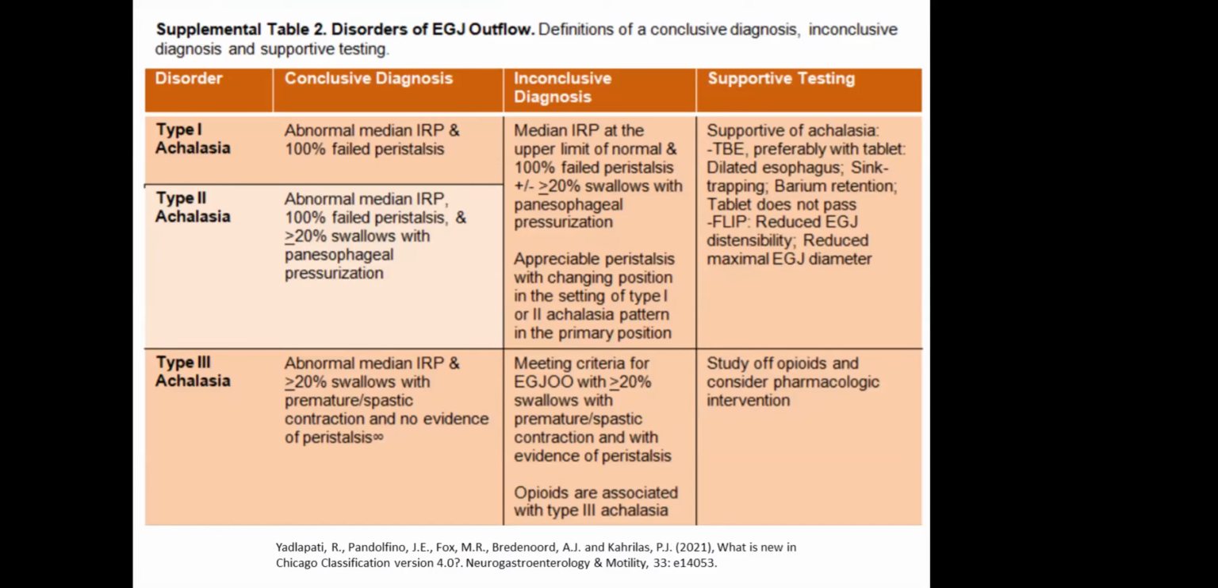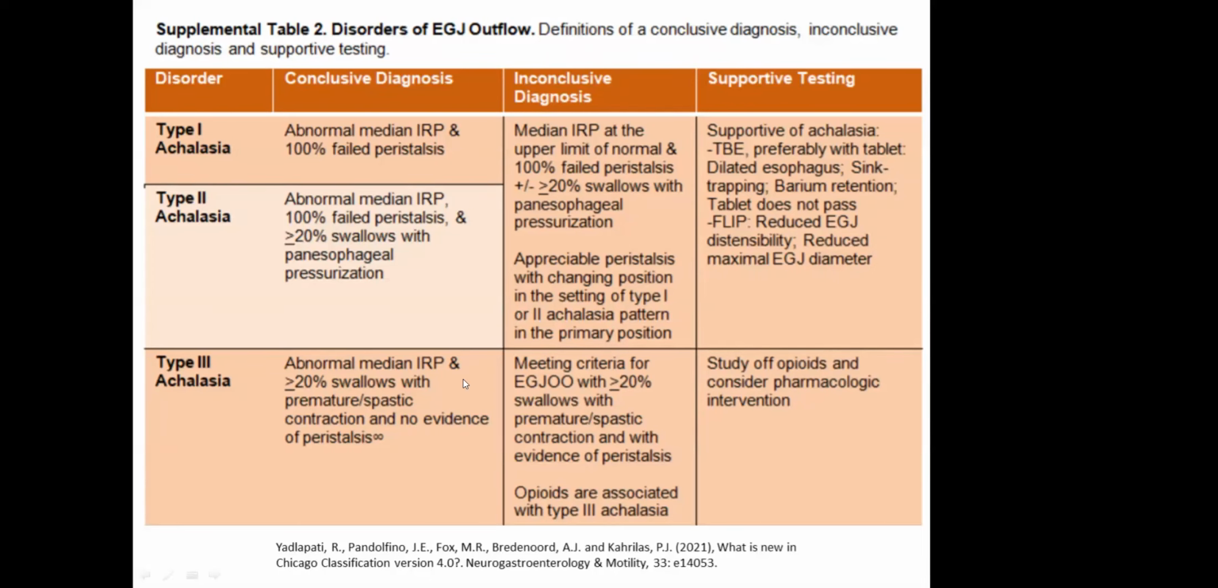For achalasia, conclusive means what is defined according to Chicago 4. So abnormal IRP with 100% failed peristalsis, and that's for type 1. For type 2, it's esophageal pressurization. And for type 3, you get premature or spastic contractions, meaning the distal latency is less than 4.5 seconds.